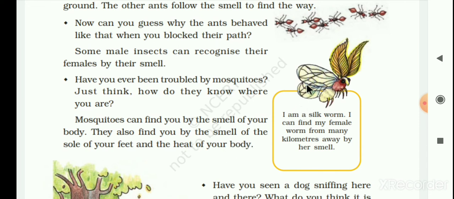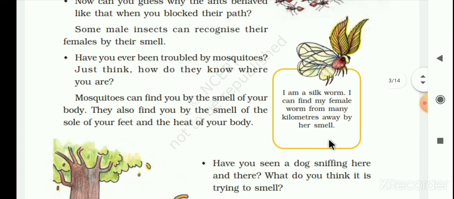Can you see a small column over here? Let's read it. I am a silkworm. Who is this? A silkworm. I can find my female worm from many kilometers away by her smell. This you need to know, right? A silkworm recognizes its female worm from kilometers away through smell, right? Let's have a look at the next part.